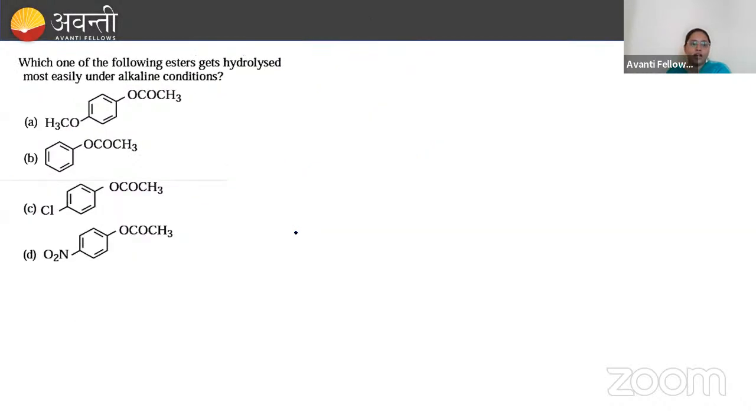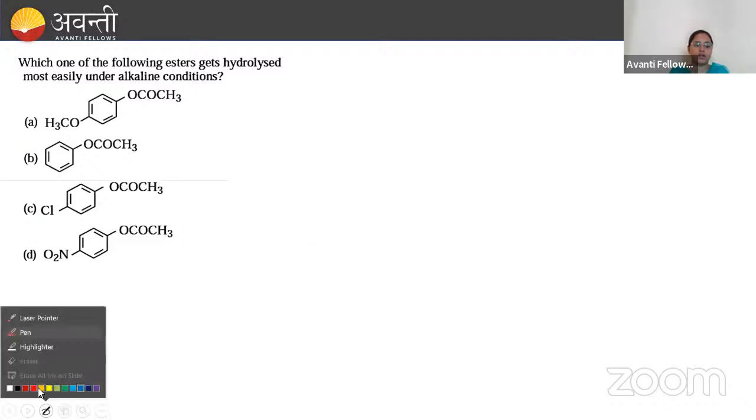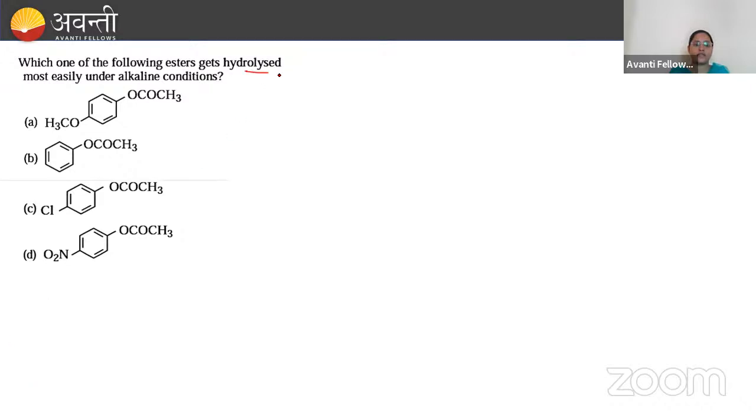Which one of the following esters gets hydrolyzed most easily under alkaline condition? A, B, C, D. So which will undergo hydrolysis very easily? Observe all the options. You can see here OCOCH3 is common in all of them. What is different? Here chlorine is present, here NO2 is present, here nothing, means hydrogen is present, and here OCH3 is present.